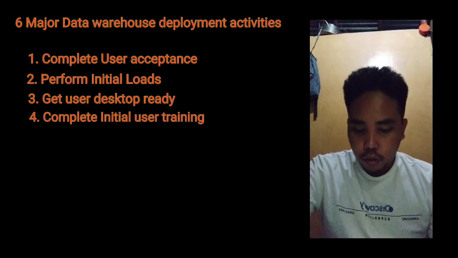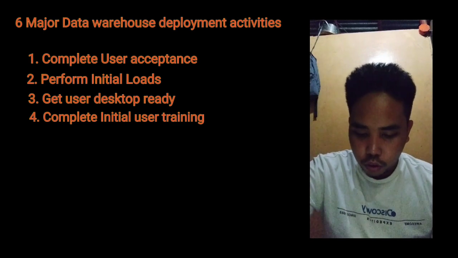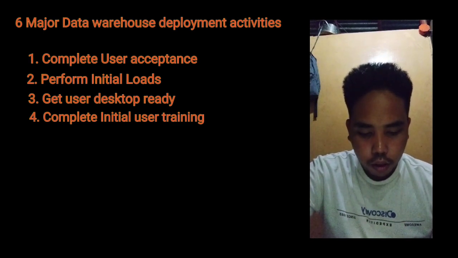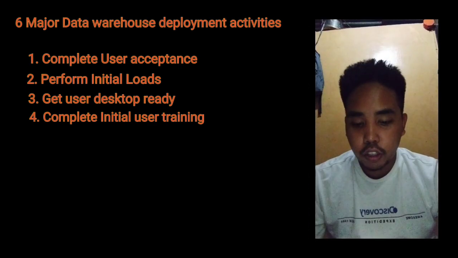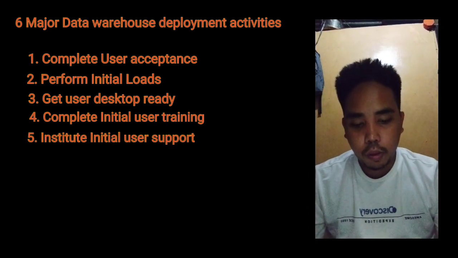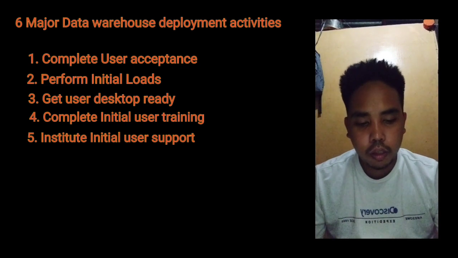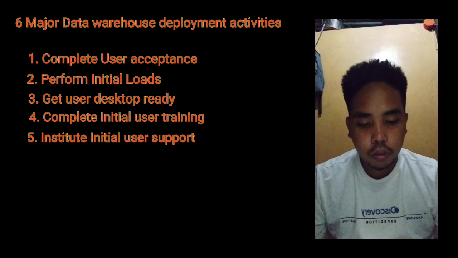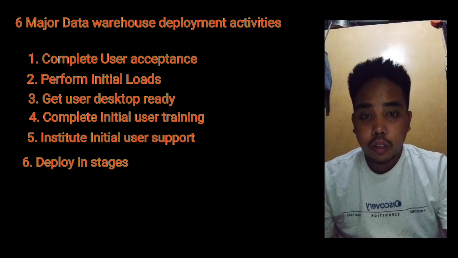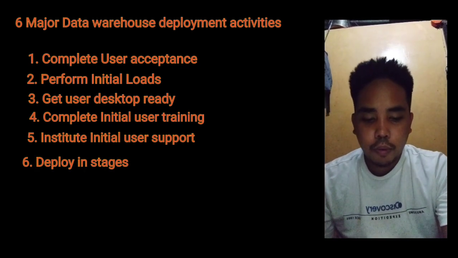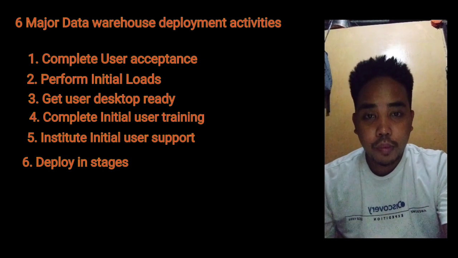So the fourth one is complete initial user training. Train the users on data warehouse concepts, relevant content, and data access tools. Initial user support. Set up support to assist the users in basic usage, answer questions, and hold hands. Deploy in stages. Divide the deployment into manageable stages in agreement with users.